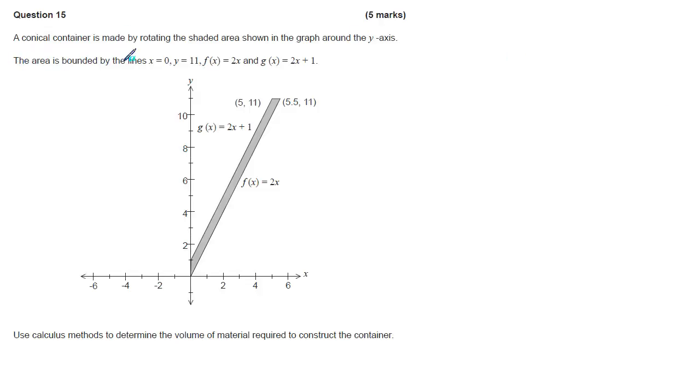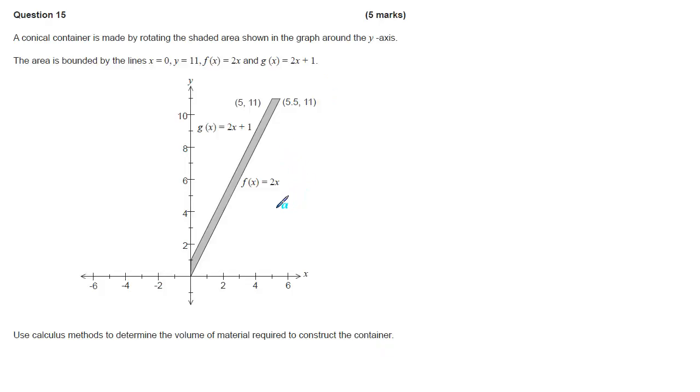A conical container is made by rotating the shaded area shown in the graph around the y-axis. The area is bounded by the line shown here. We can see this clearly on the graph. Use calculus methods to determine the volume of the material used to construct the container.